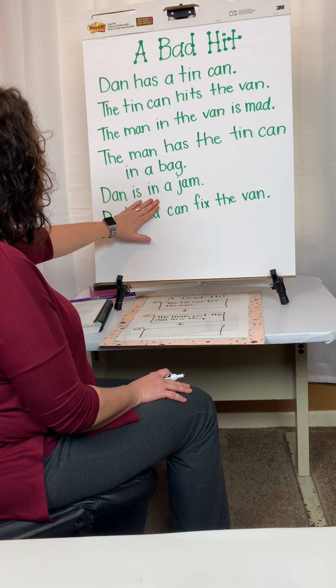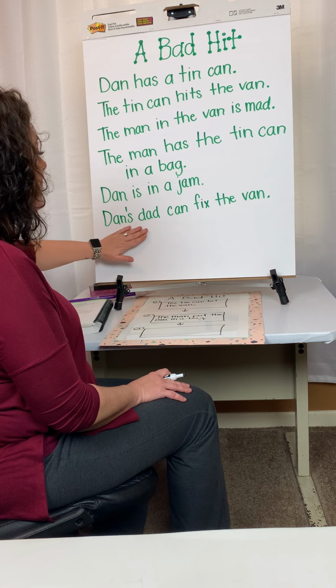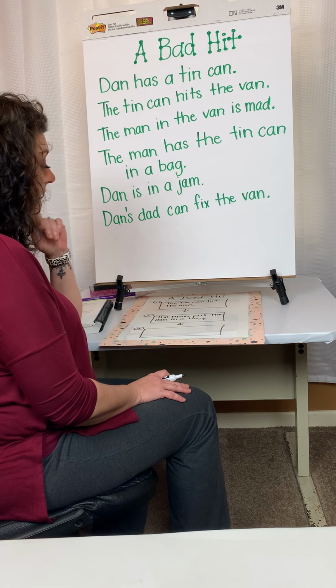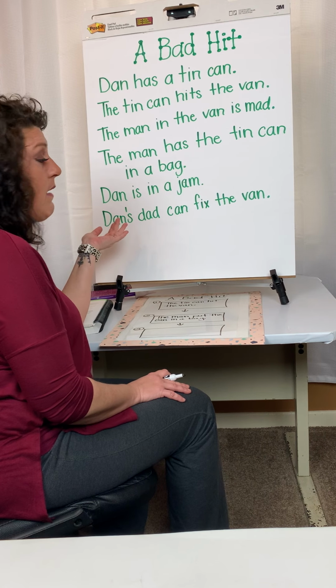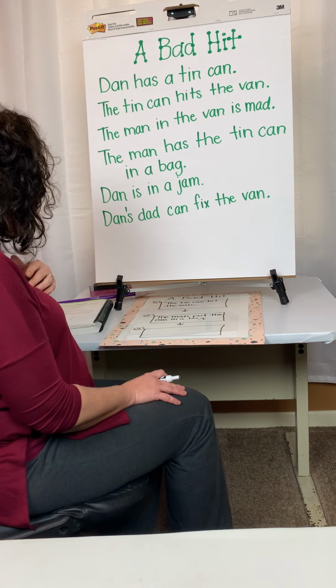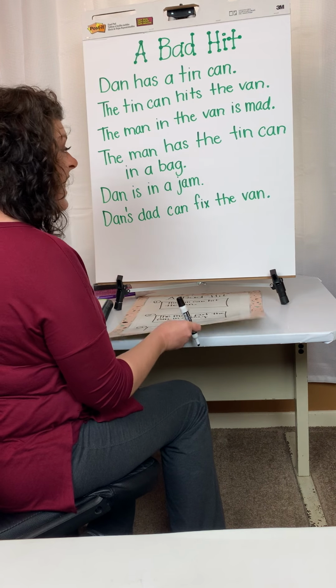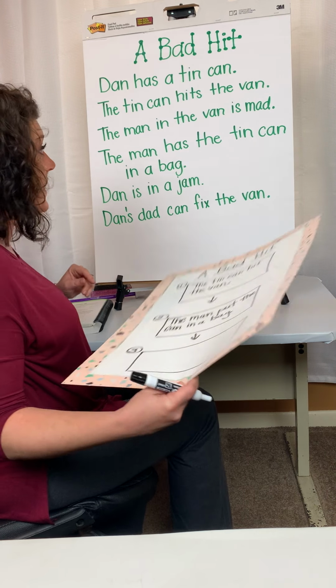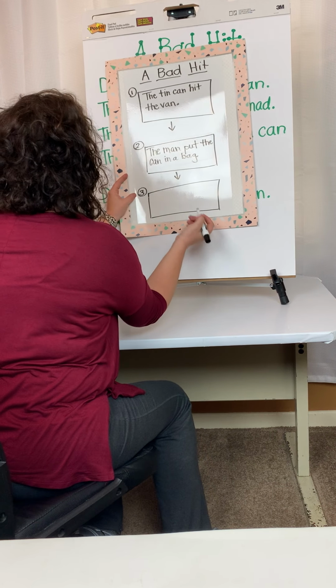All right, we have Dan is in a jam. Dan's dad can fix the van. So what is the resolution, or how is the problem solved on this? All right, the resolution would be that Dan's dad can fix the van. That's really good news for Dan, right? Because he might be in a lot of trouble.